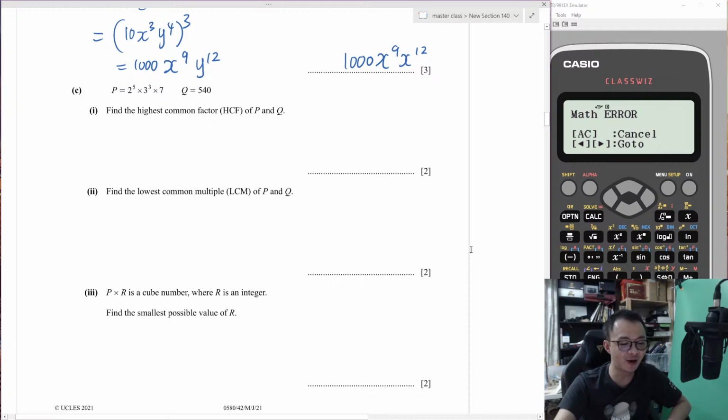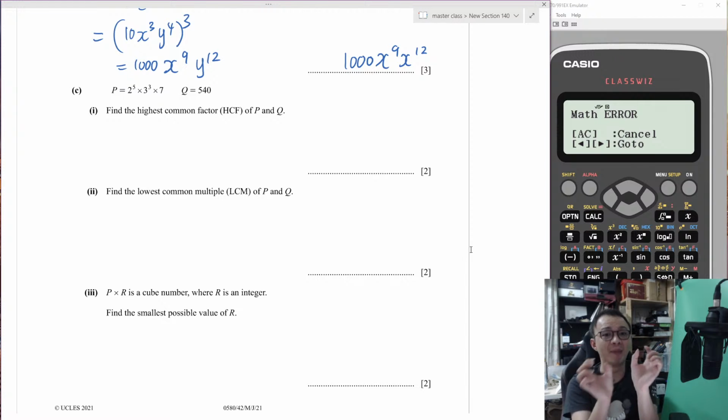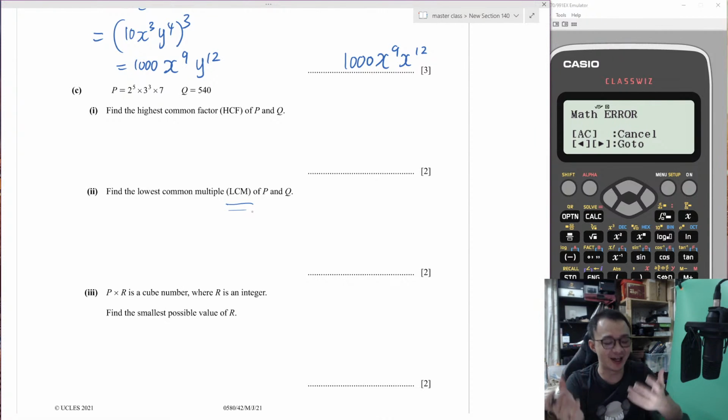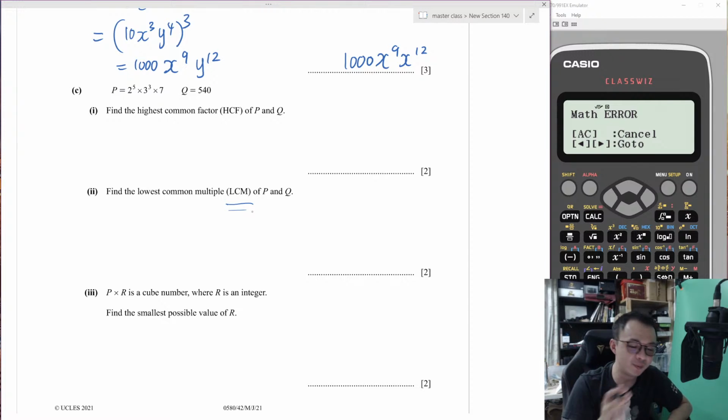Find the highest common factor of P and Q. Here you kind of need to know the logic of how to do this kind of question. The highest common factor means both of these numbers can divide the same number, but that number must be the highest number. The lowest common multiple means both of these numbers, after multiplying, must get the same value. I will explain further later, but I want to change this one into the prime number form.